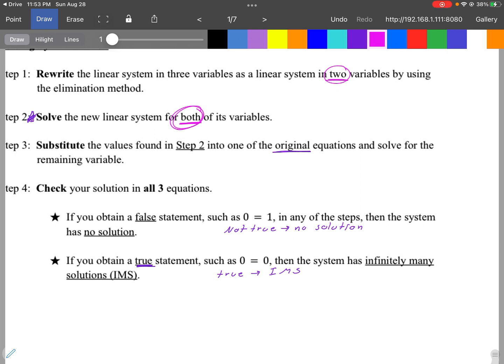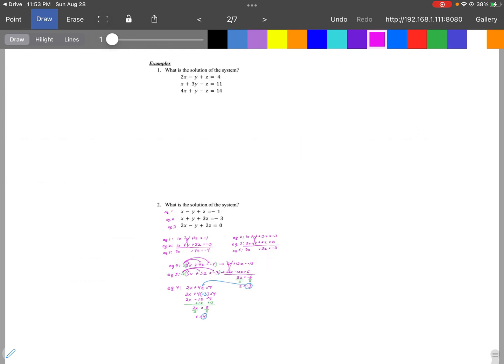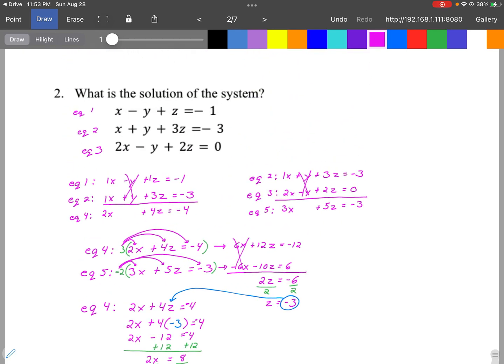Now step 3 is to substitute the values found in step 2, so that's my x and my z that we just found, into one of the original equations. So either equation 1, 2, or 3. And then that's going to allow us to solve for that one last variable that we don't know.